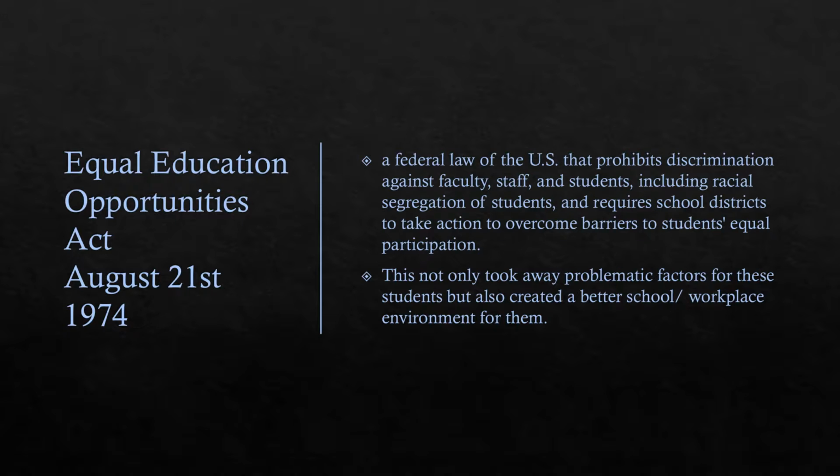Next is the Equal Education Opportunities Act of 1974. This act was passed on August 21st of that year. This was a federal law of the United States that prohibits discrimination against faculty, staff, and students, including racial segregation of students, and requires school districts to take action to overcome barriers to students' equal participation. This not only took away problematic factors for these students, but it also created a better school and workplace environment for them.